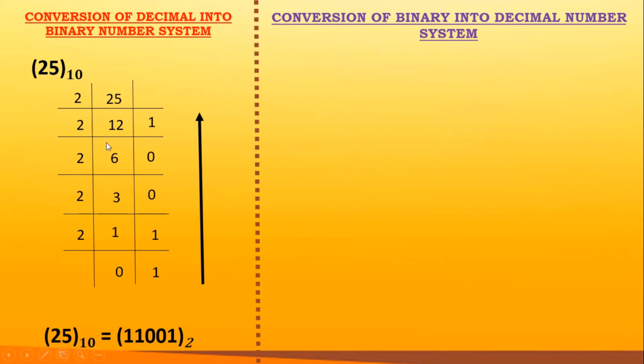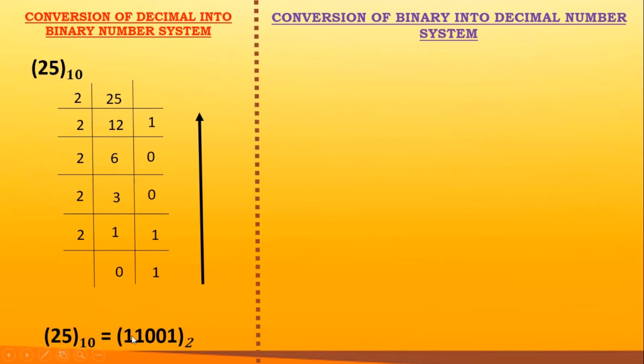Then again we got here 2 sixes are 12. So 0 is the remainder. Then 2 threes are 6. So 0 is the remainder. 2 ones are 2, so 1 is the remainder, 2 zeros are 0, and here 1, so 1 is the remainder. So here we have got the conversion of this decimal number 25.